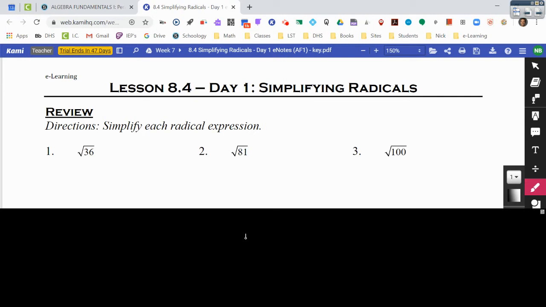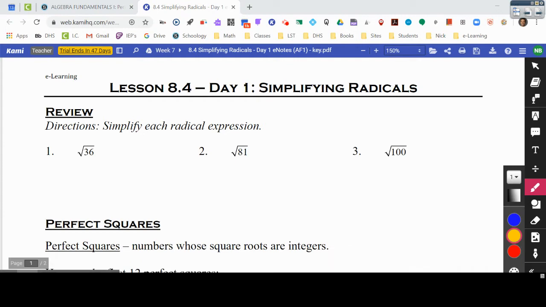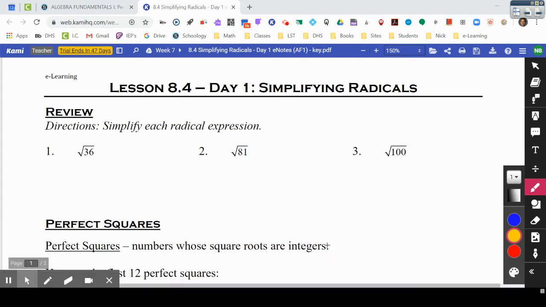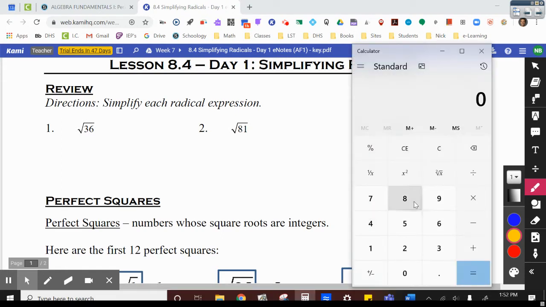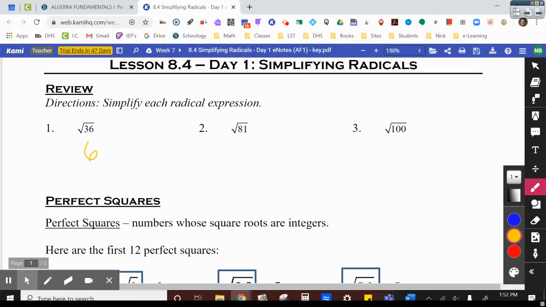So either use a calculator or use what you remember about square roots, and let's see what you get. Like I said, you can use a calculator for these, so I'm going to pull up my basic calculator here. The square root of 36, hopefully you got is just 6. The square root of 81, hopefully you got as 9, and the square root of 100 should be just 10.